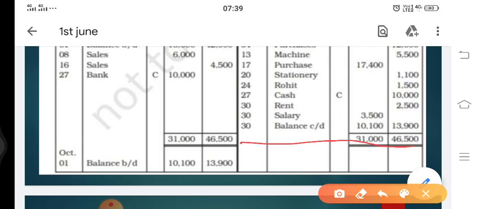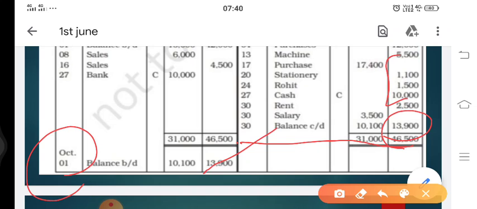Now what we'll do is subtract this total from 46,500 and we'll get a balance of 13,900. So this is the closing balance of our bank account. That means in the bank also we are left with the amount of 13,900. Now as we discussed earlier, the closing balance of 30th September will be the opening balance of 1st October.